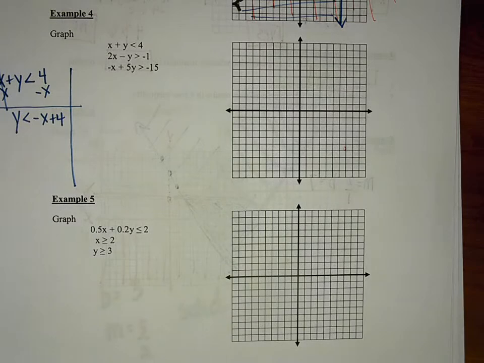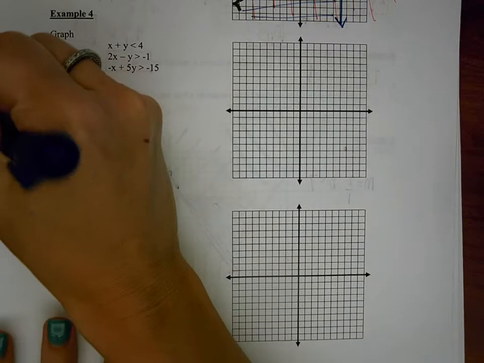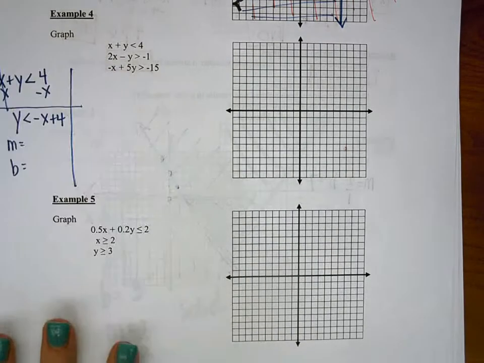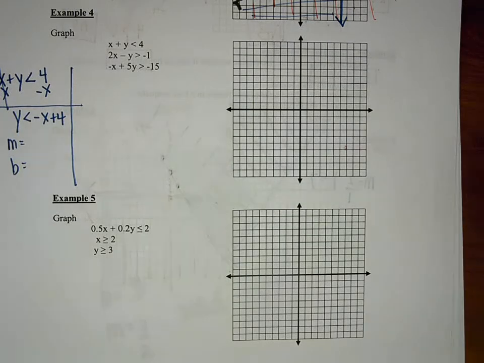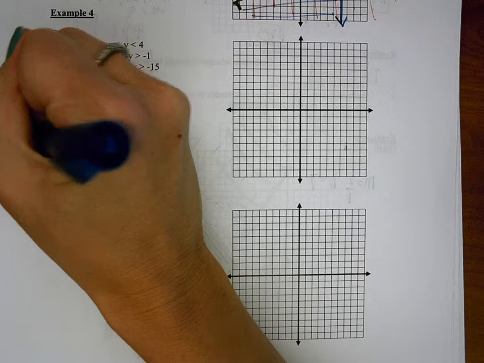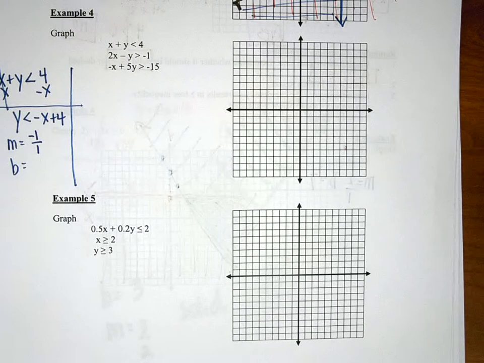What do we need to know to graph this line? We always need m and b. M equals and b equals. What does m equal on this problem? Very good. Negative 1 over positive 1. And my b value is 4.